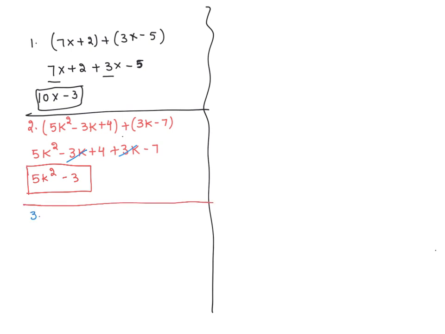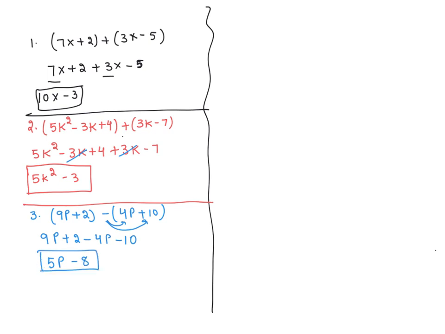Now question number 3 is 9p plus 2, minus 4p plus 10. Now you're going to distribute the negative inside, and you get negative 4p minus 10. Now we are going to combine 9p minus 4p, which is going to be 5p. 2 minus 10 is going to be negative 8. So my answer is 5p minus 8.